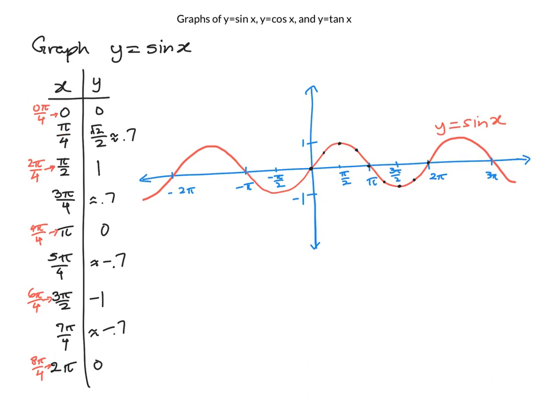These black dots here are the points that I found over here. And then I would connect them to get this wave-like shape, which will repeat exactly the same over and over, and even going to the left. So this is often called a sine wave.